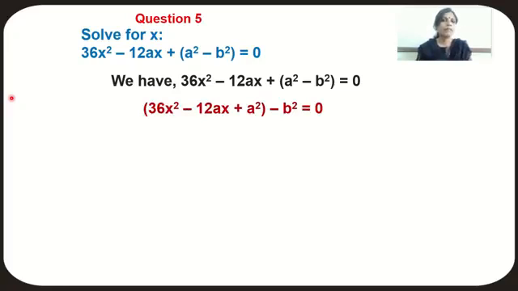36x square minus 12ax plus a square I have taken in the first bracket and I have left this minus b square outside the bracket is equal to 0. But after doing this, I have not changed the original equation. Only the clubbing of the terms I have taken in a different manner. Why is it so? This is to make the sum simple. Now when you are solving the sum, children, in fact this should also strike in your mind as to what you have to do, and that is possible only if you keep practicing different types of sums.